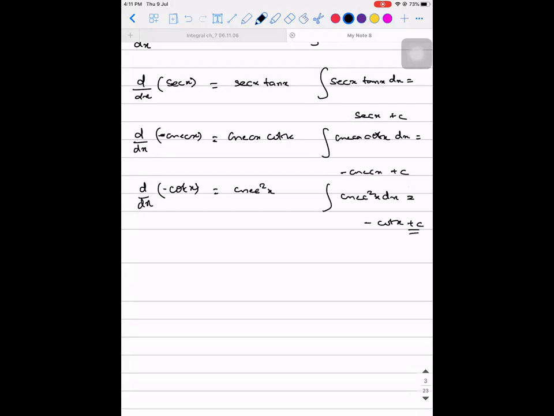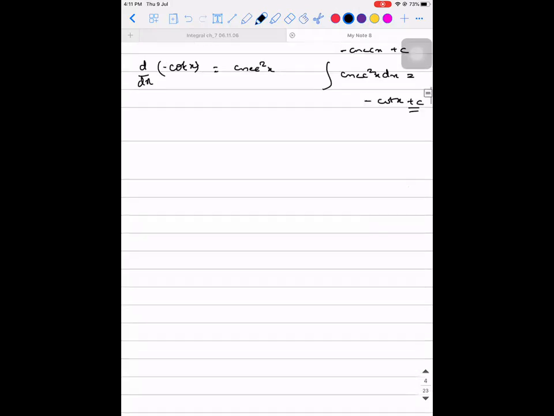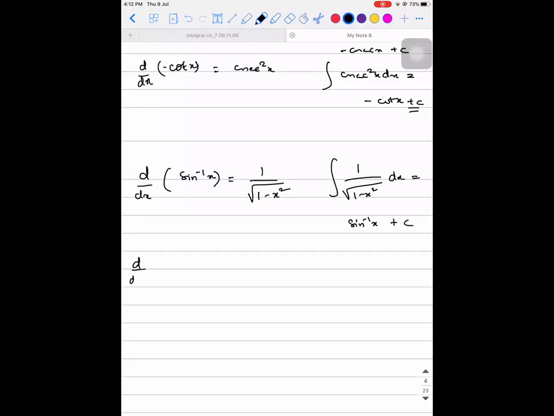Right. Next, the next thing we are going to see is inverse trigonometric functions. So derivative of sine inverse x is 1 by root of 1 minus x square. So the integral of 1 by root of 1 minus x square dx will obviously be sine inverse x plus c. Similarly, derivative of cos inverse x is what? Minus 1 by root of 1 minus x square. So I can write it as derivative of minus cos inverse x.